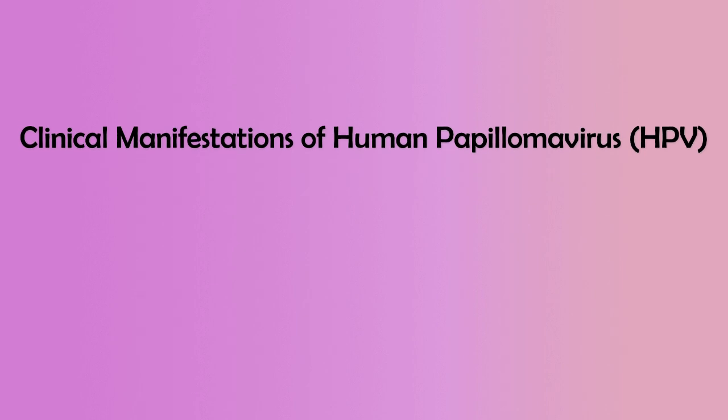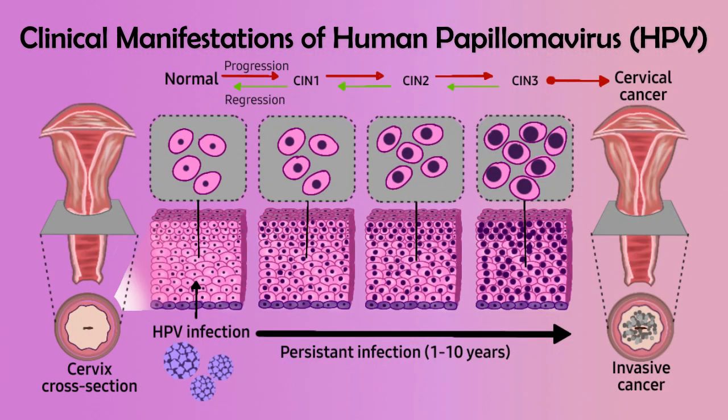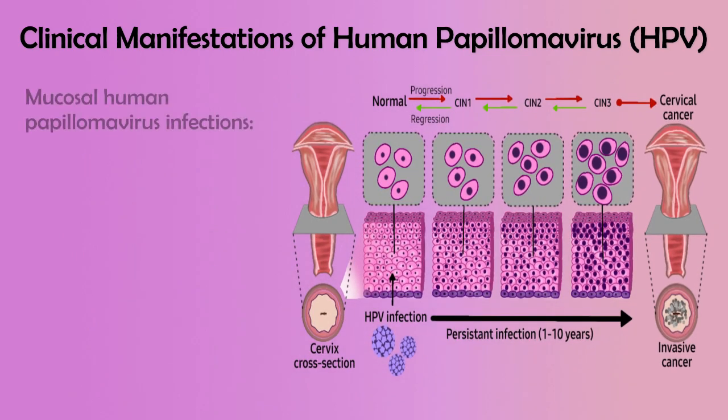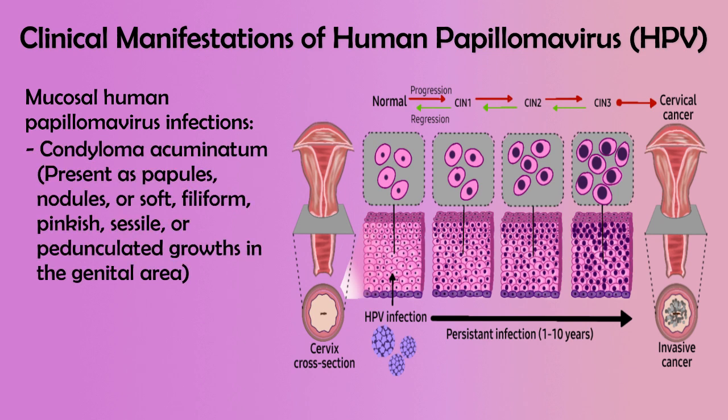Clinical manifestation of human papillomavirus. The clinical symptoms of HPV include mucosal human papillomavirus infection and cutaneous human papillomavirus infection. Mucosal human papillomavirus infection has condyloma acuminatum, presenting as papules, nodules, or soft filiform pinkish sessile or pedunculated growths in the genital area.